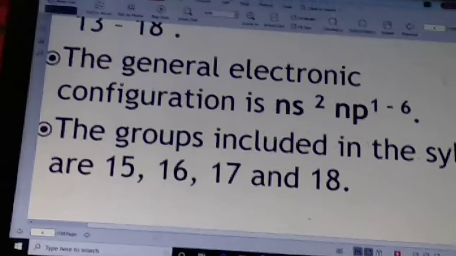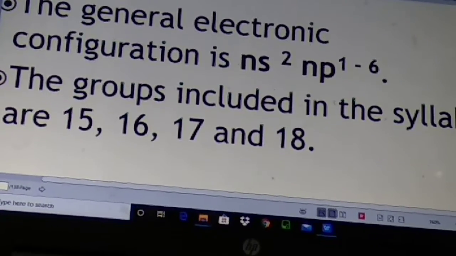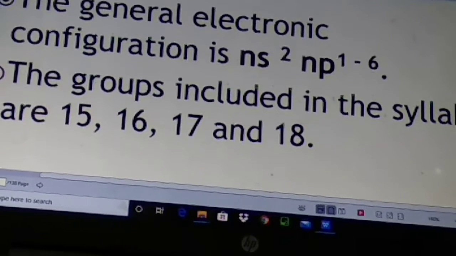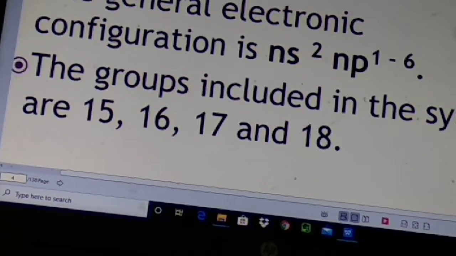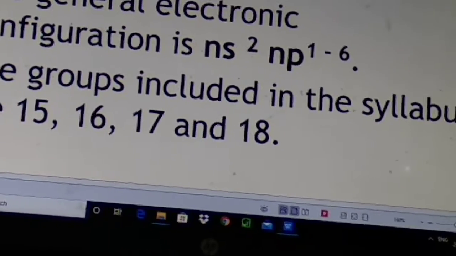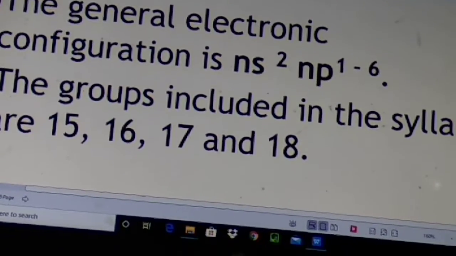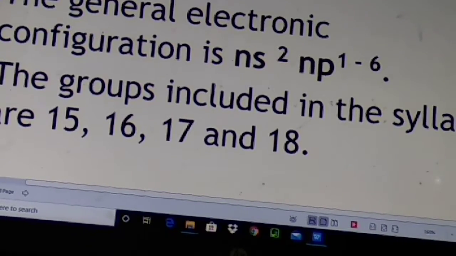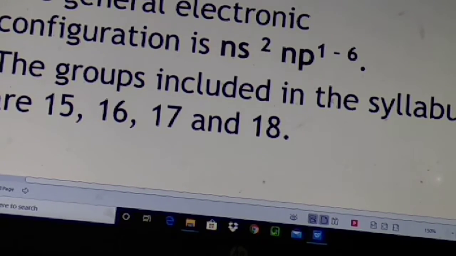Just now I discussed group 15 family members. The first element is nitrogen. Oxygen is the first member of group 16. Fluorine is the first member of group 17. And helium is the first member of group 18. So first of all, what have we learned here? The definition of P block elements, and which groups are included in the P block element. You have learned the electronic configuration, and which groups are included in your syllabus: group 15, 16, 17 and 18.